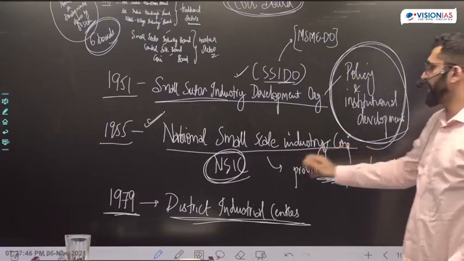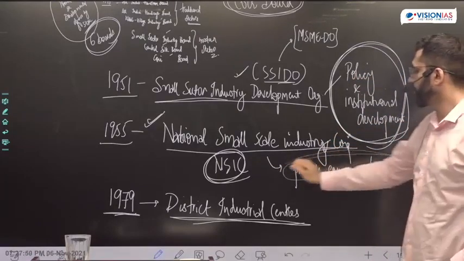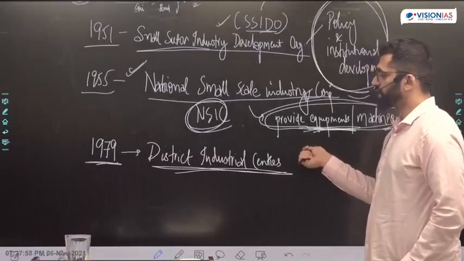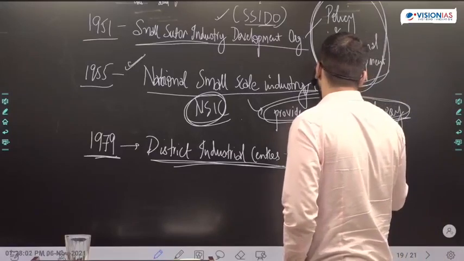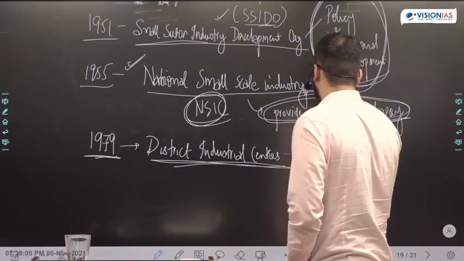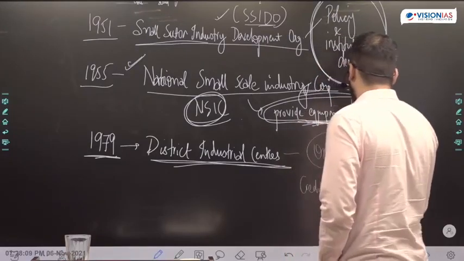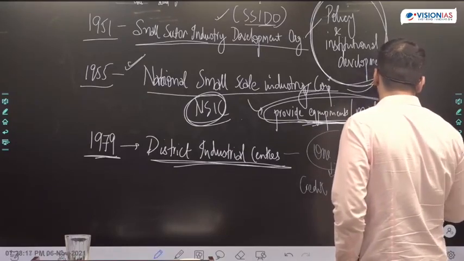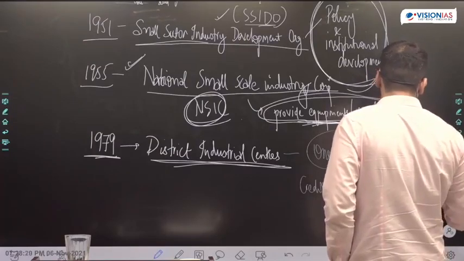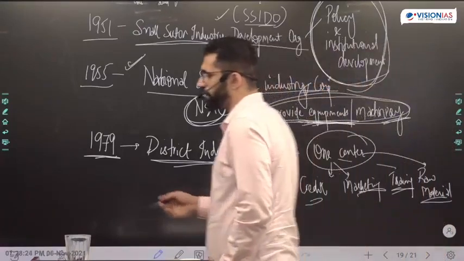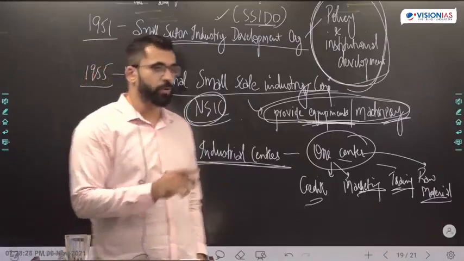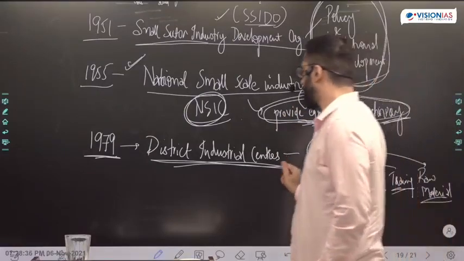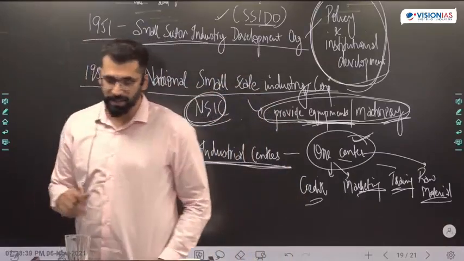National Small Scale Industry Corporation, NSIC, providing equipments and machinery. Also making them procurement orders, government orders. 1979, this is important: District Industrial Centers. This is one center which will help you provide credit for marketing, for training, and for raw material. A one stop center for all, getting all benefits, credit related, marketing related, training related. One agency providing assistance and facilities related to different matters. The district industrial centers. This was one of the major interventions.